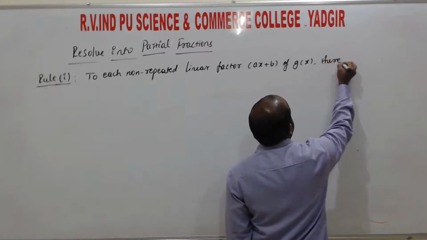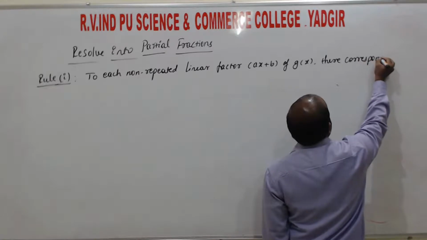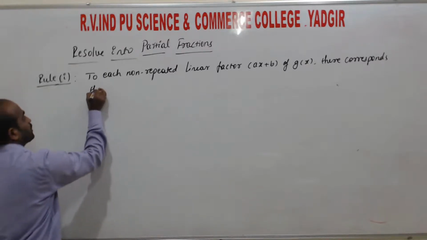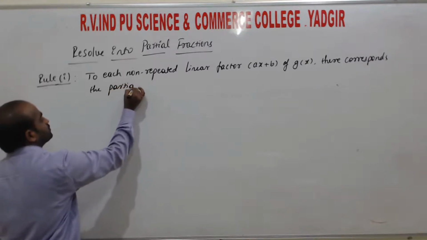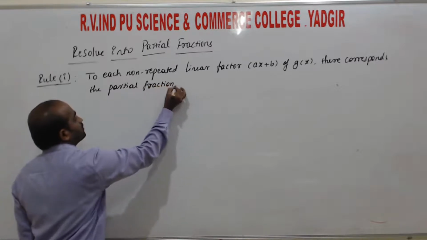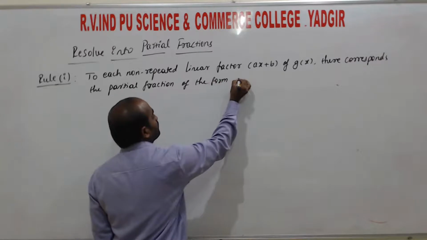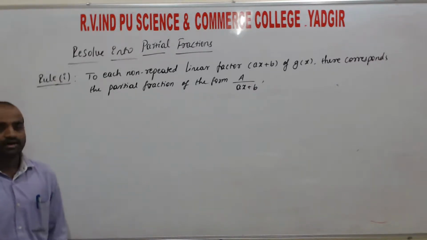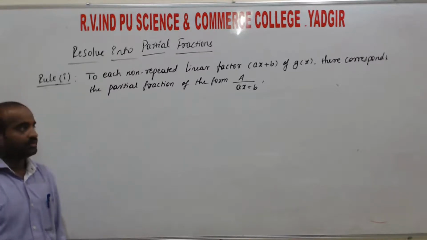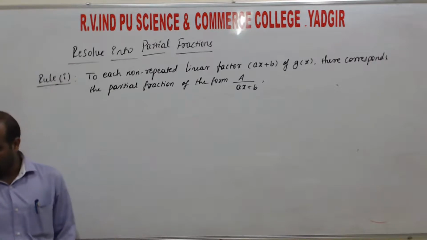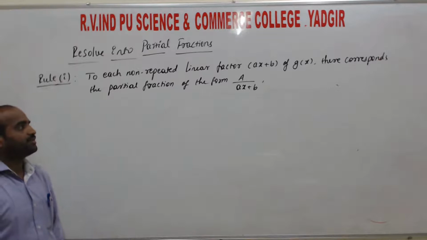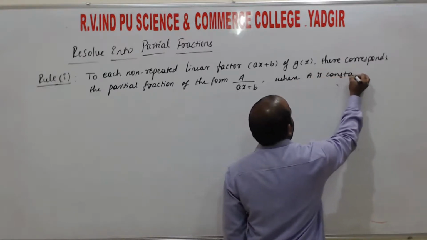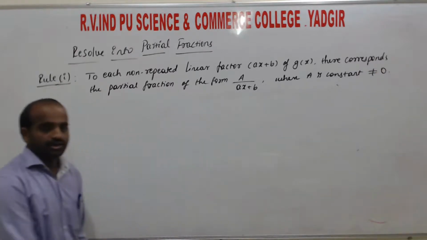There corresponds a partial fraction of the form A divided by (ax plus b), where A is a constant, not equal to 0. This is the first rule.